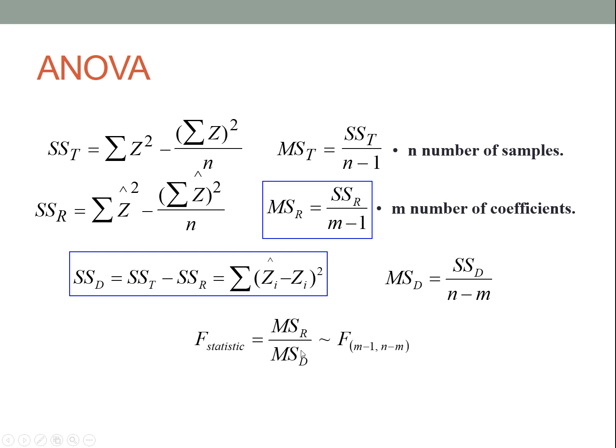MSD wants to be small, because we don't want big differences between those. And MSR, that's going to be the mean trend. So we want them to be very close together. And then we calculate our F statistic.